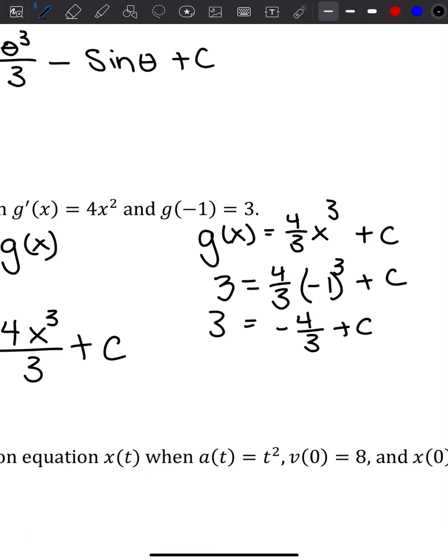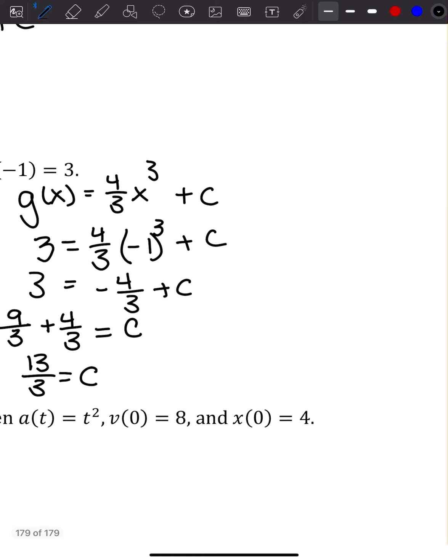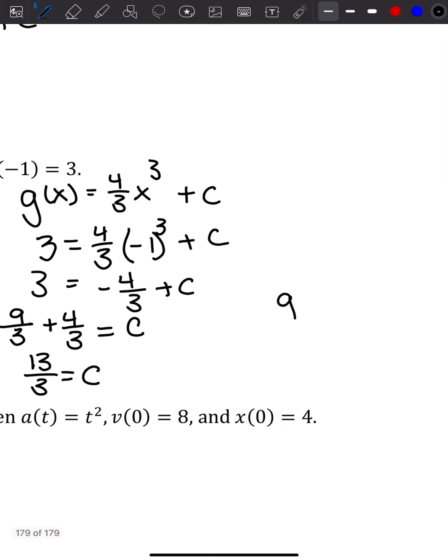So 3 is the same thing as 9 thirds, and now we have a common denominator. So we add 4 thirds to both sides. So we're going to have 9 thirds plus 4 thirds is equal to c. 9 thirds plus 4 thirds is 13 thirds. It's not a very nice number, so I'm just going to leave it as 13 thirds. And then what I'm going to do now is say g of x equals 4 thirds x cubed plus 13 thirds.